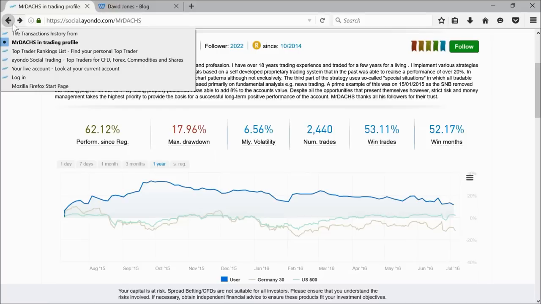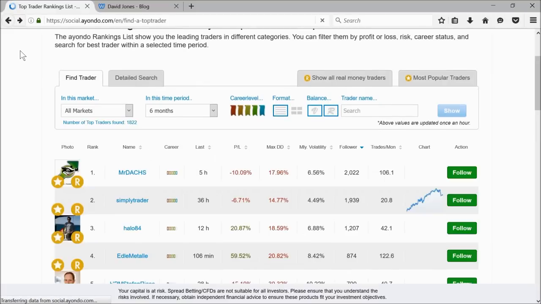Okay, let's go back to our list. So what we can do is there's a list of all these traders. So you think, well, okay, there's an awful lot of traders here. How many have we got? We've got 1,822 top traders. So what we might want to do is say, well, okay, I don't really want to go and look at every one of these 1,822 traders. Maybe I want to apply some filters here, you know, to see, okay, can I screen out the same way you might screen out stocks?